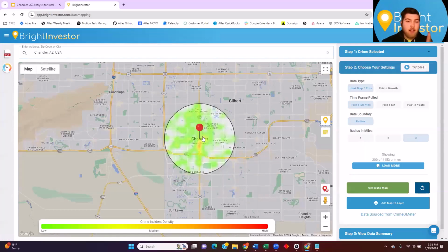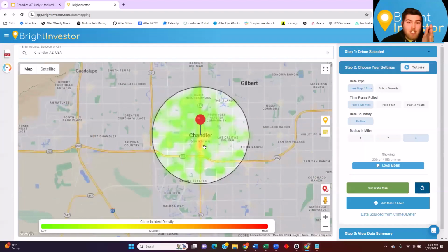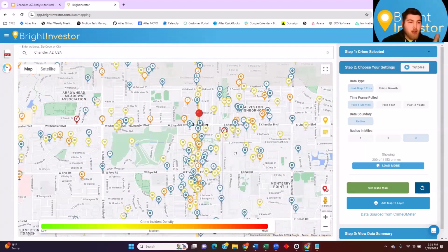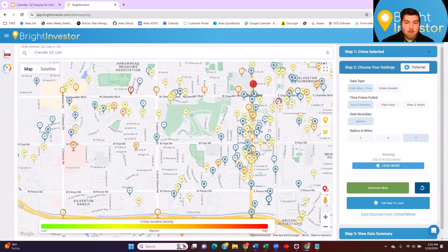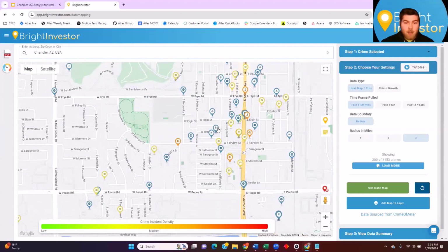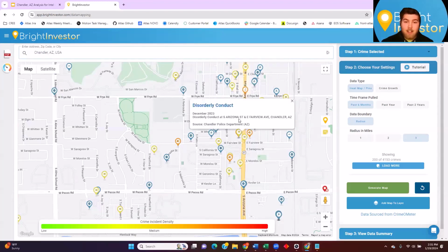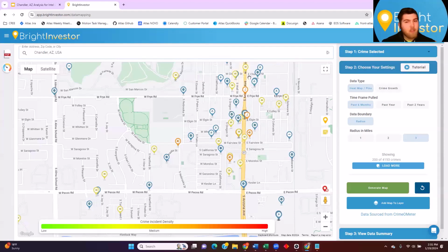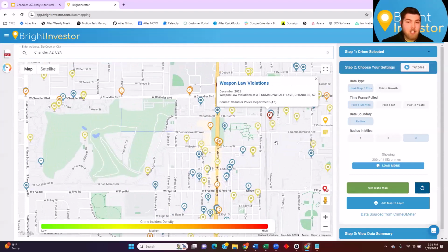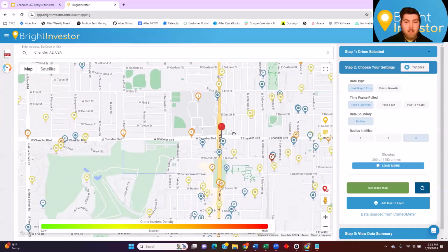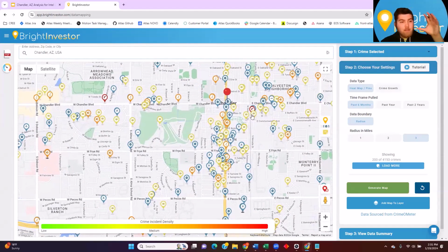But when we look at Chandler, Arizona, there is my heat map for crime. And when I zoom in, individual crimes show up. So if I'm buying a property along West Fry Road, I can tell you, well, in December, there was a larceny attempt here, disorderly conduct here, a lot of disorderly conduct. I've never been to Chandler, but I'm gonna bet there's a lot of bars up the street. I can see over here there's a weapon law violation last month. Someone fired a firearm. If I'm looking to see which areas I want to purchase in, we can visually see where the crime is centralized and what type of crime it is.